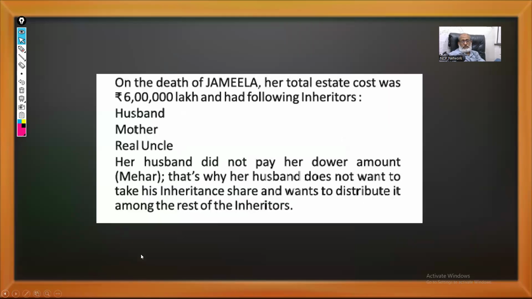Let's say on the death of Jamila, her total estate cost was 6 lakh and she had the following inheritors: husband, mother, and real uncle. Real uncle means father's real brother. Okay. Her husband did not pay her dower amount, meaning meher. That's why her husband doesn't want to take his inheritance share and wants to distribute it among the rest of the inheritors.